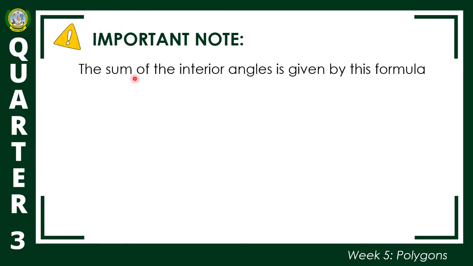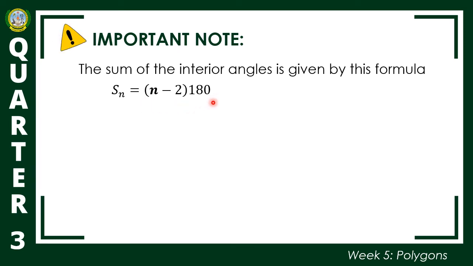Remember that the sum of the interior angles is given by this formula. S sub n is equal to n minus 2 times 180 degrees. So, itong n na to, ito yung nawawala ngayon. So, paano natin siya i-isolate dito sa ating equation?